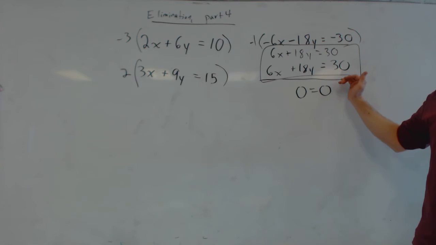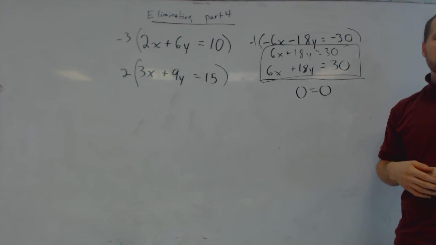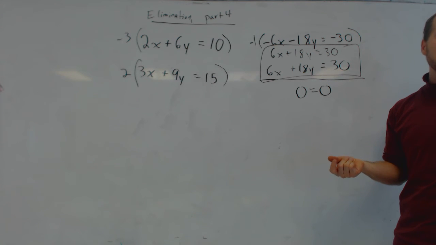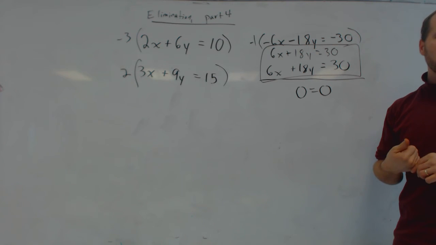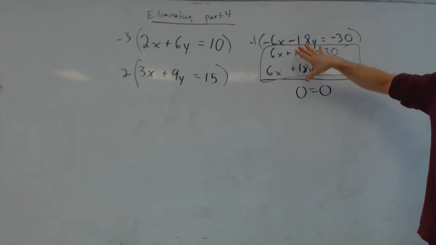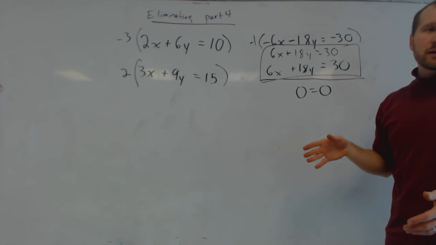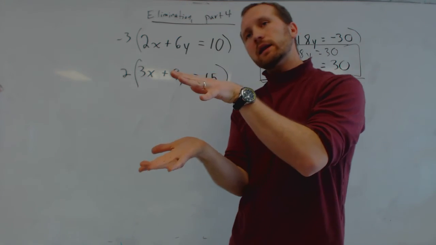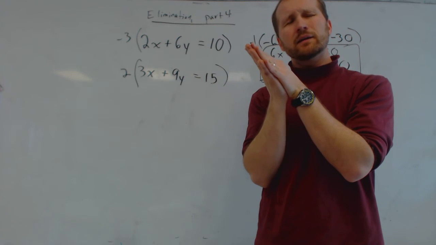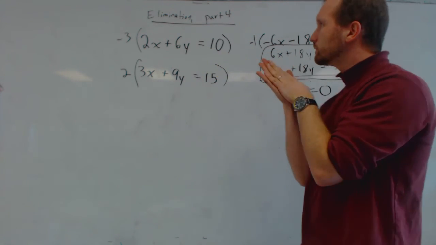But if we added them together and we got 0 equals 10, there's no way for 0 to ever equal 10, so we have no solution. Okay? So you just go as far as adding them together. X and Y will both drop out, and you'll have something equal something. And you'll be able to tell whether they're parallel or the same line, so no solutions or infinite solutions.